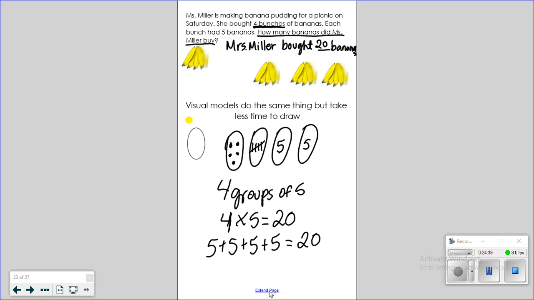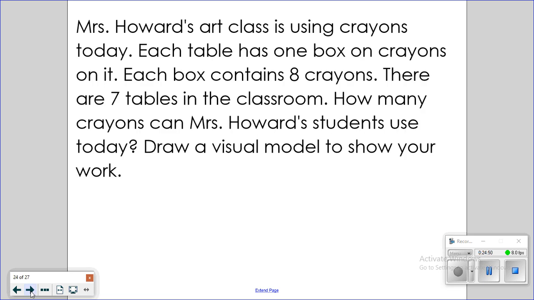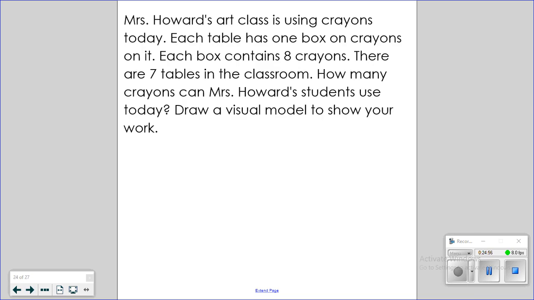20 bananas. Actually, how many bananas do you need for banana pudding? That would be a gigantic banana pudding. That would be a lot. How many should you need? All right, we're gonna do one more.